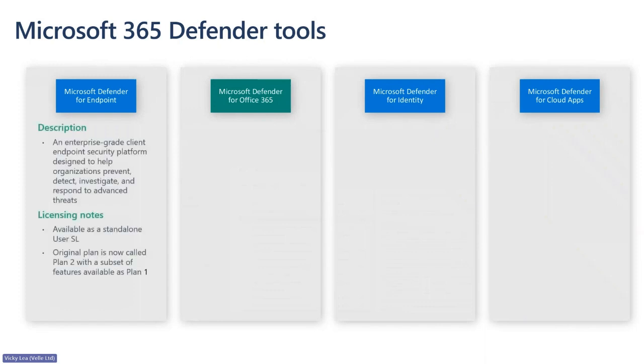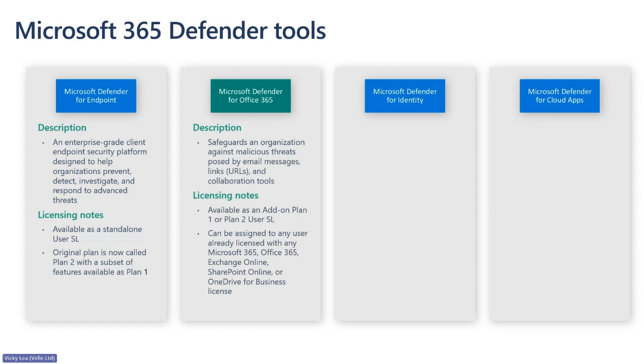So when we take Defender for Endpoint, we can see it's a client endpoint solution. So this is all about protecting your users' devices. So again, detecting whether they've had any attacks and responding to and dealing with that. From a licensing point of view, it's available as a standalone user subscription license, so you can buy Defender for Endpoint on its own. And there's actually two plans out there now, Plan 1 and Plan 2. And as you can imagine, Plan 1 is a subset of Plan 2. So if you don't want everything, you might go Plan 1. If you want everything, you'd go up to Plan 2. So that would be Defender for Endpoint.